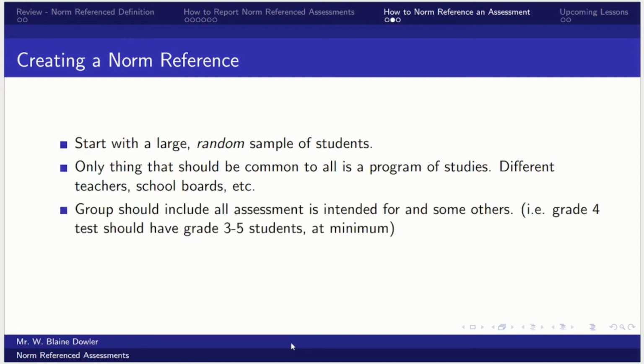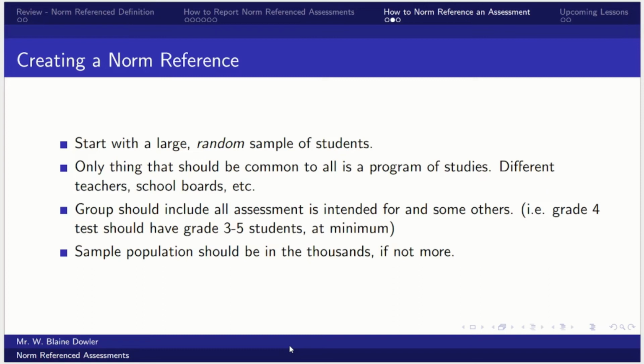And ideally, the group should include all that the assessment is intended for and some others. So if you are looking to build a standardized grade 4 test, you should also include students in grade 3 and 5, if not 2 and 6 as well, to make sure you are getting a robust curve and you're getting solid data. And your sample population should be in the thousands in order to have strong enough statistics to really build a proper curve.